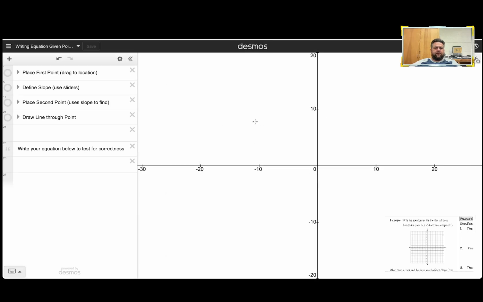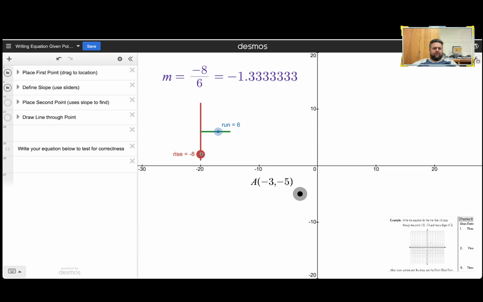So to demonstrate this, we're going to first place our point. We're going to place it, and we're going to take it to (-3, -5). Once we have placed it, we're going to then define our slope. Our slope is 3.